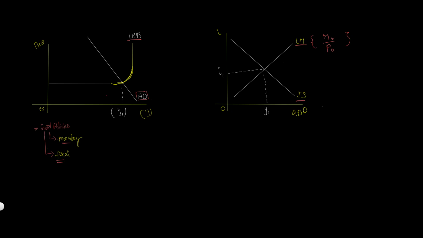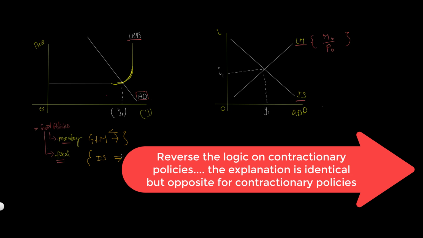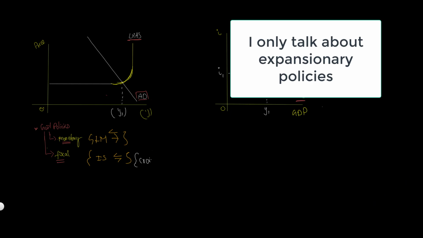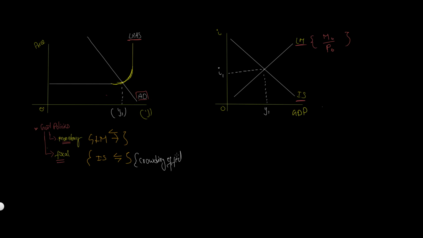Just a quick recap: whenever the money supply in the economy increases, the LM curve shifts towards the right, and whenever the money supply decreases, the LM curve shifts towards the left. Whenever we have expansionary fiscal policy, the IS curve shifts towards the right, and whenever we have contractionary fiscal policy, the IS curve shifts towards the left. But always keep in mind, whenever we have fiscal policies, there's always going to be a crowding out effect in the IS curve.